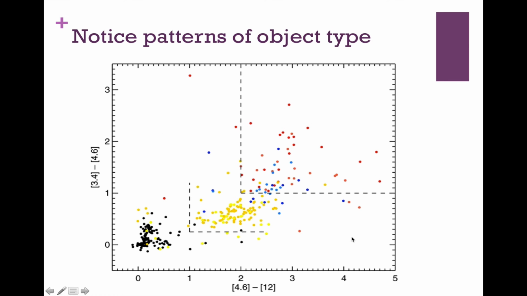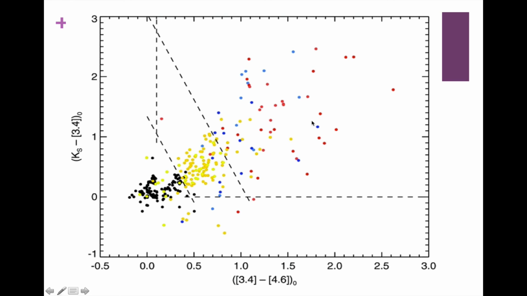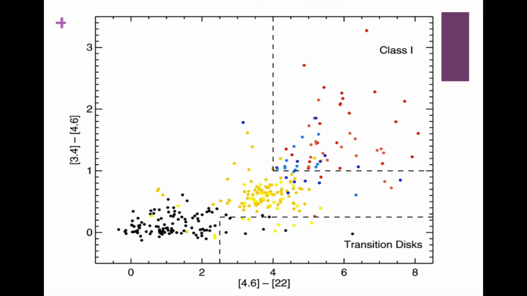And then you can start to notice patterns of where the objects fall. Here's 3.4 minus 4.6 versus 4.6 minus 12. Plain stars, class 3s, class 2s, class 1s. And then keep doing it. Do it in all the parameter spaces you think are useful. Keep making those diagrams and keep cutting out the things you think are galaxies or foreground stars. And then you can start to make definitions of, okay, things that are in this diagram we're going to call class 1s. Things that are in that part we're going to call transition disks.